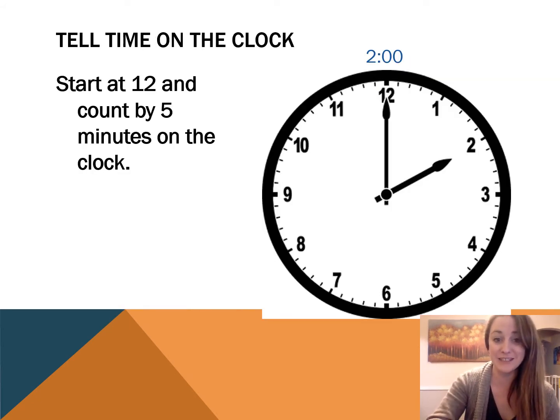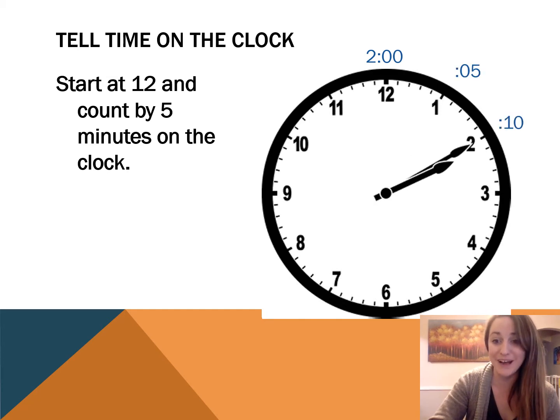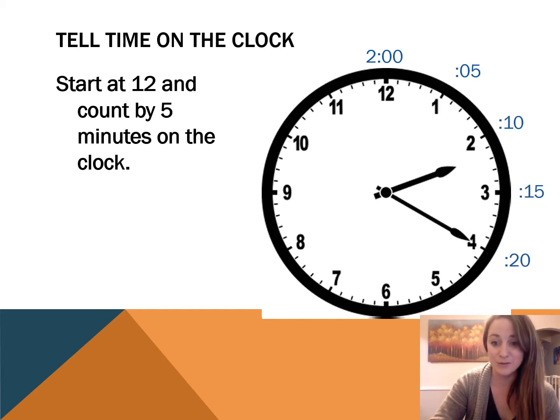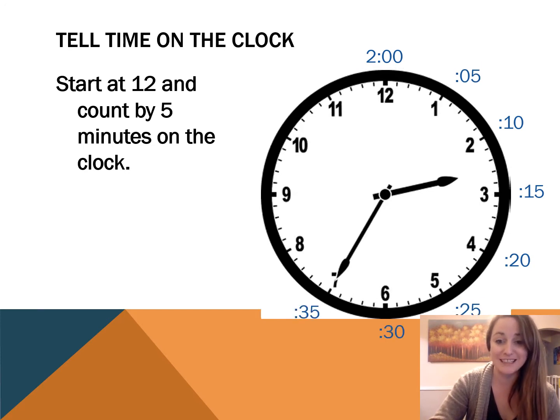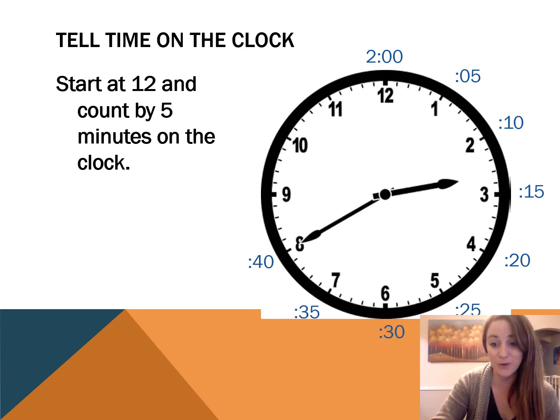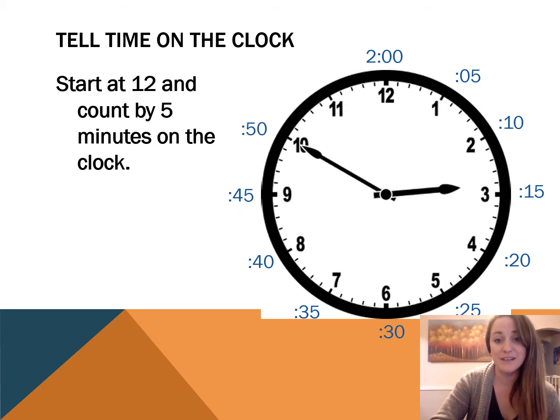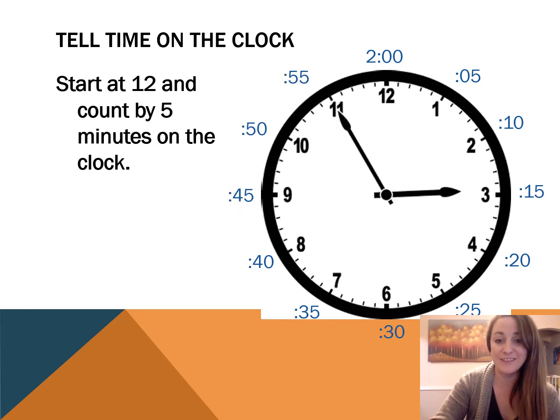Now, let's start at 12 and count by 5 minutes on the clock. Ready? Let's go. 2 o'clock, 2:05, 2:10, 2:15, 2:20, 2:25, 2:30, 2:35, 2:40, 2:45, 2:50, 2:55. Next would be 3 o'clock.